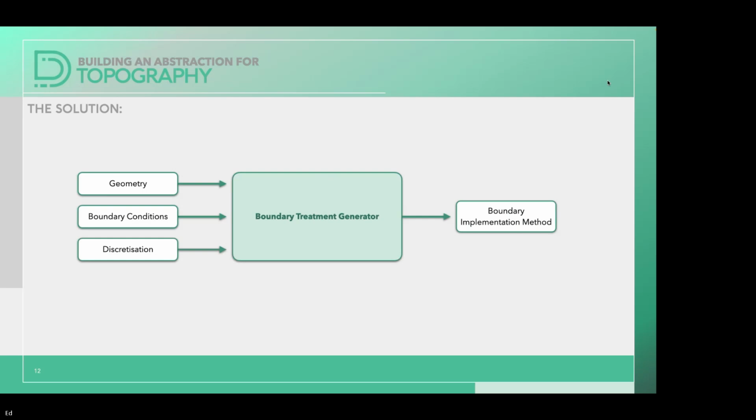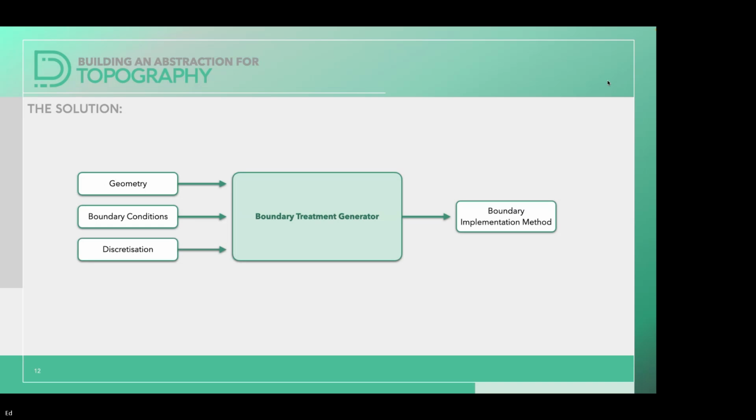So what do? Well, we come up with something like this, where we have some geometry, boundary conditions, and discretization, and we build a nice little algorithm in the middle that goes away and figures out what the boundary implementation looks like. By doing this, we're basically raising the level of abstraction, right? Because we don't need to be messing around coming up with this boundary implementation ourselves. We've now got an algorithm that does it for us. And I will explain how we're going to do that in due course.